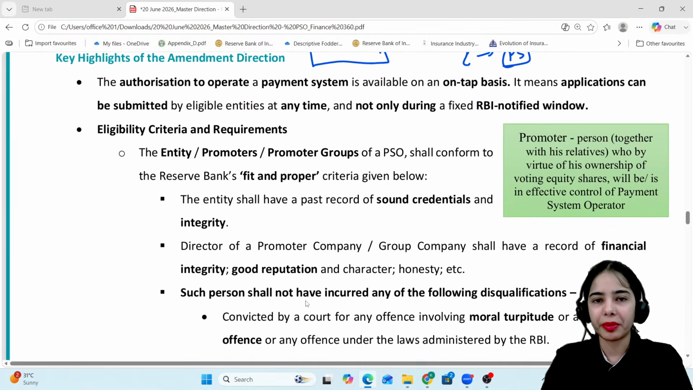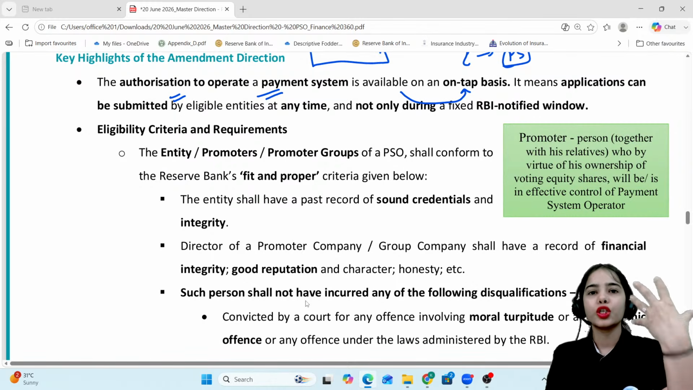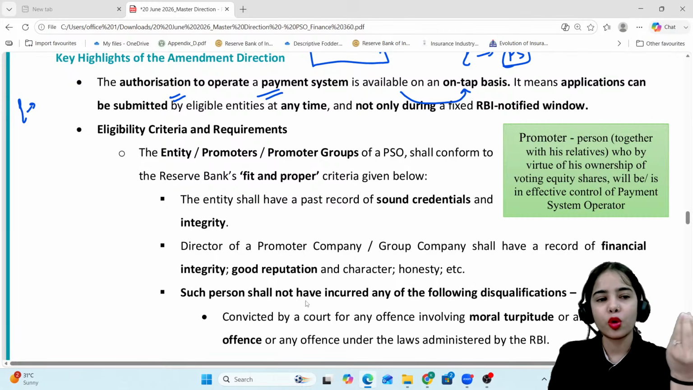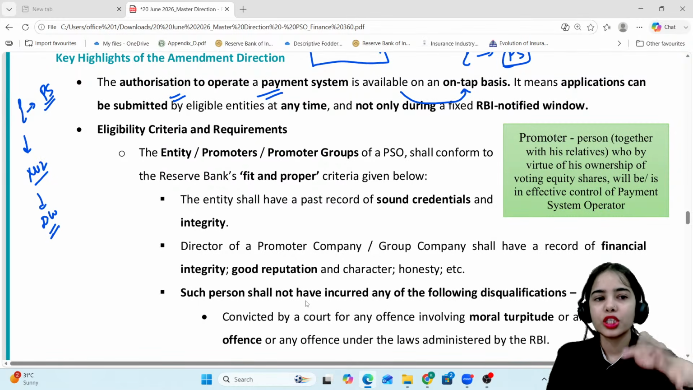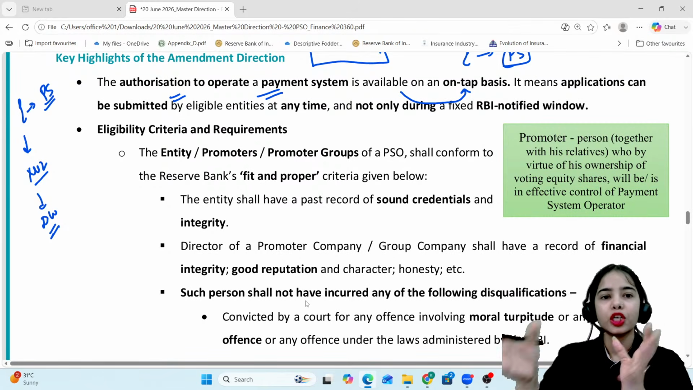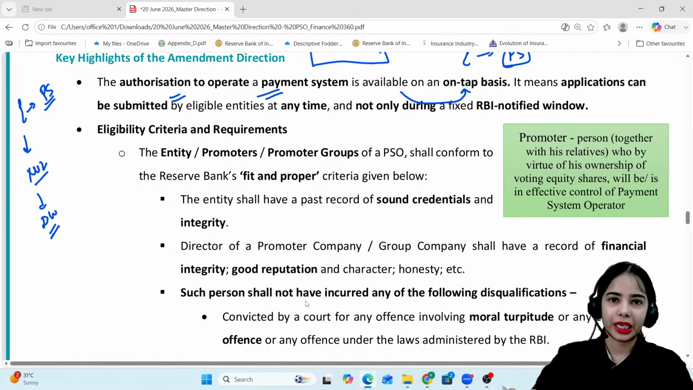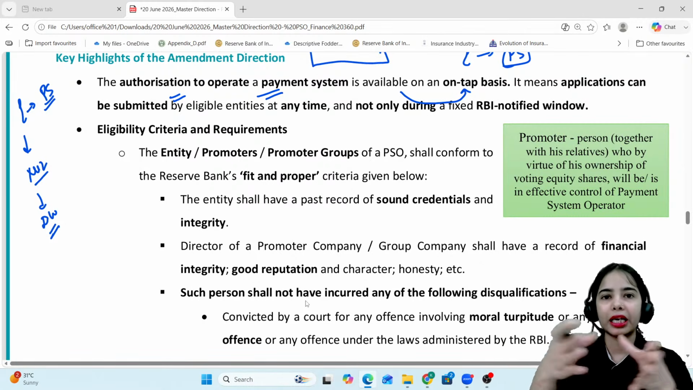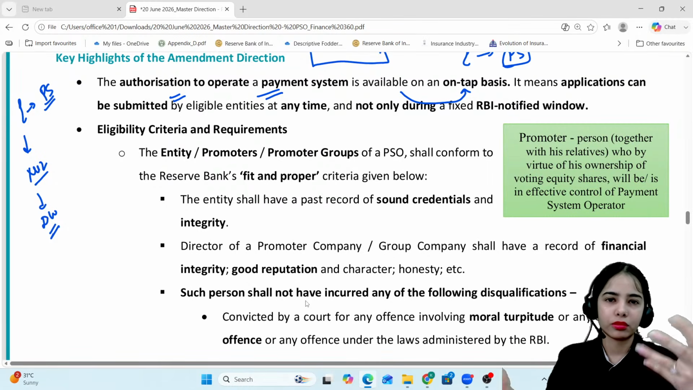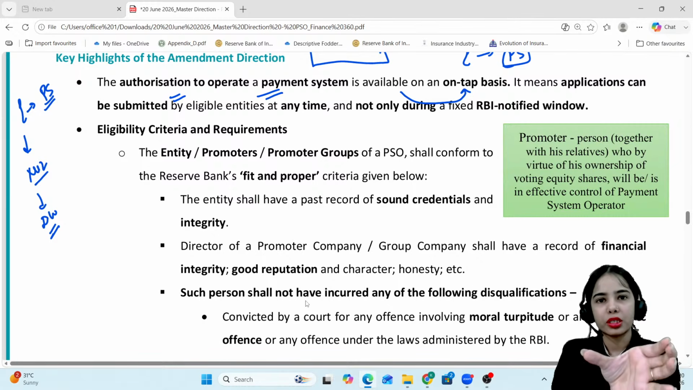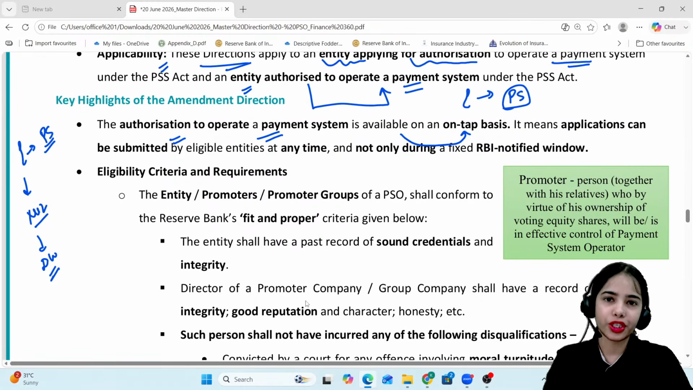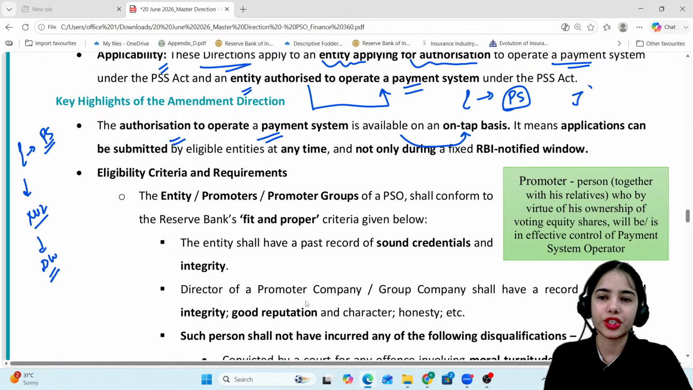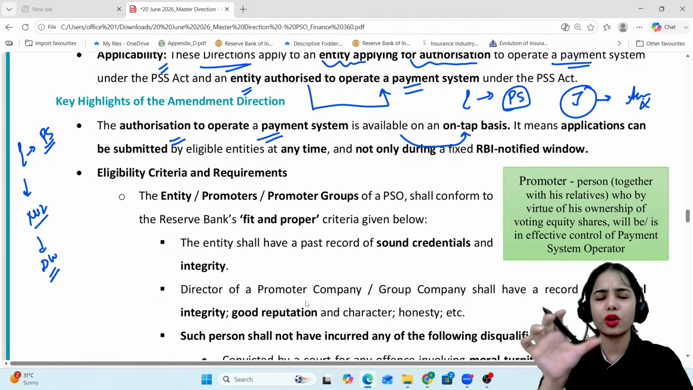So the key highlight of the amendment direction is that the authorization to operate a payment system is available on tap basis. That means whenever you want to send the application, let's say an entity wants to operate a payment system, let's say some XYZ entity wants to have its digital wallet, the authorization can be taken at any point of time from the RBI. There is no fixed duration, that within these months you have to take the authorization. There is no fixed timeline in which the entity needs to take the authorization from the RBI, such that the authorization will only be provided between June and August. This kind of limit is not there.